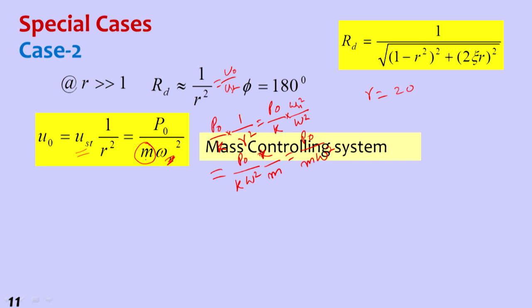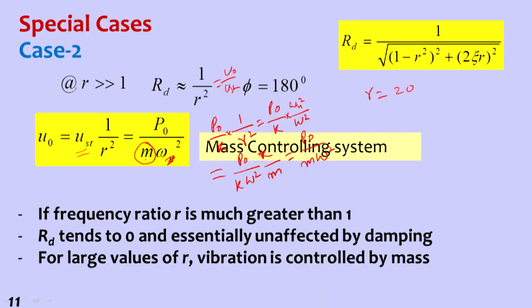In the earlier case, more stiffness, less displacement; less stiffness, more displacement. That is special case 1, this is special case 2. So, in this one, what we can summarize is, if the frequency ratio is much greater than 1, that is rapidly varying force, then Rd tends to 0, and it is essentially unaffected by damping. So, a higher value means a very small value, 1 by R square. For large values of R, vibration is controlled by mass. So, mass control system: rapidly varying force; stiffness control system: slowly varying force.